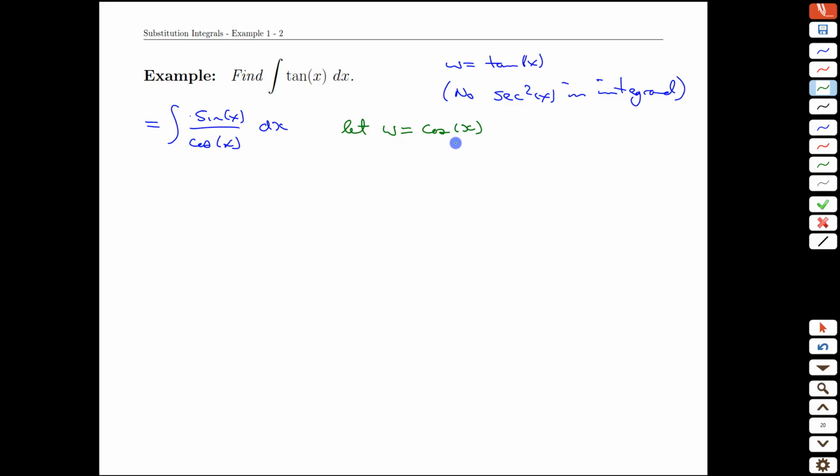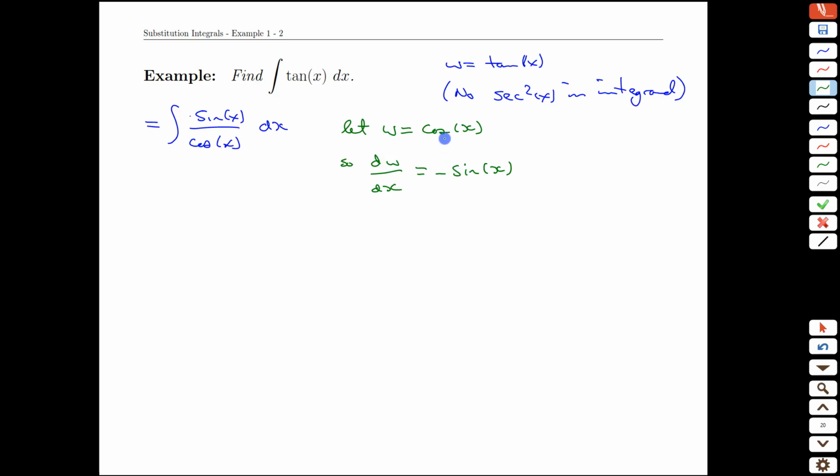Again, practice is the best way to get a feel for these kinds of things, and it is a bit of an art. But in this case, we're going to pick cos of x as our substitution, and then we're going to follow the process we just outlined, which is then compute the derivative. The derivative of cosine is negative sine of x.